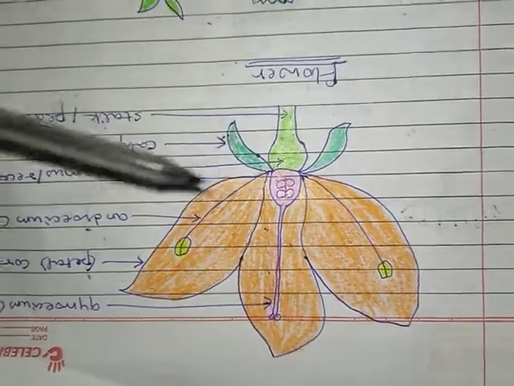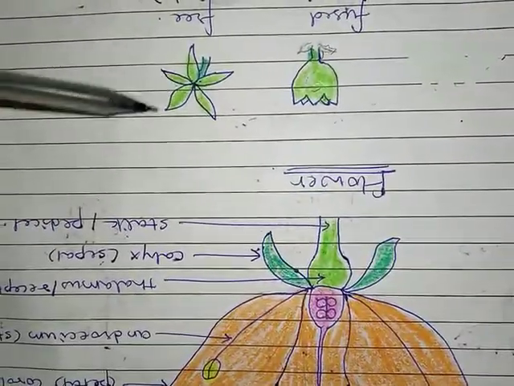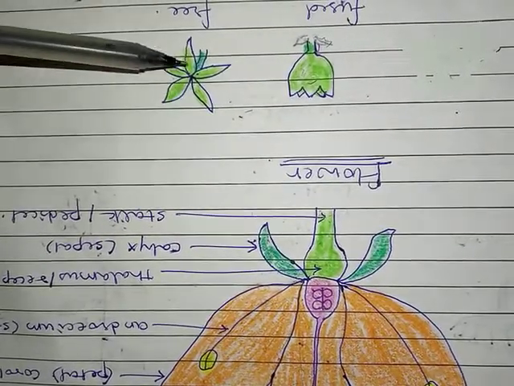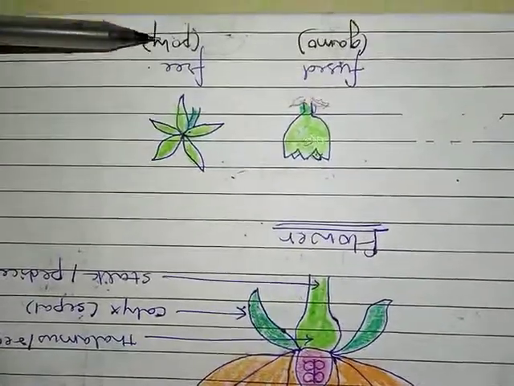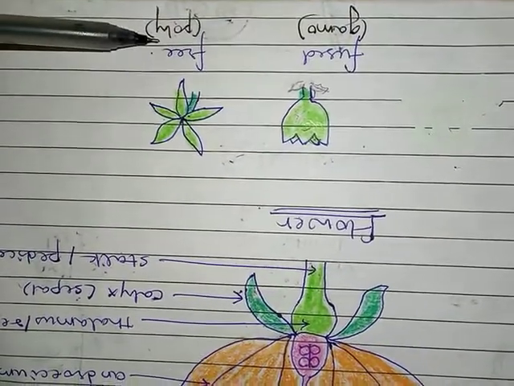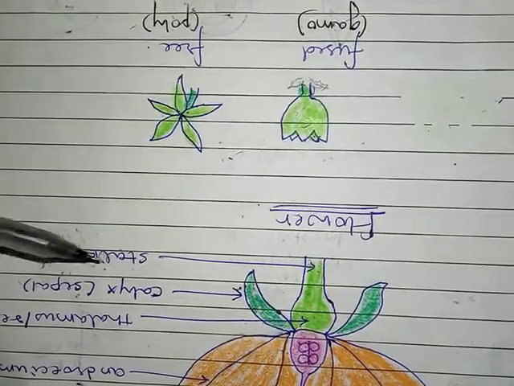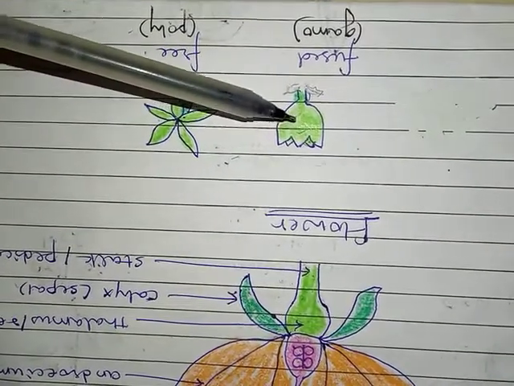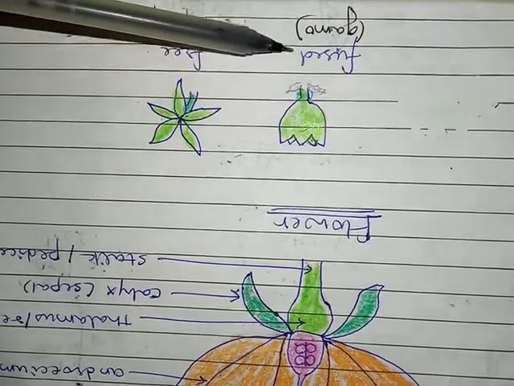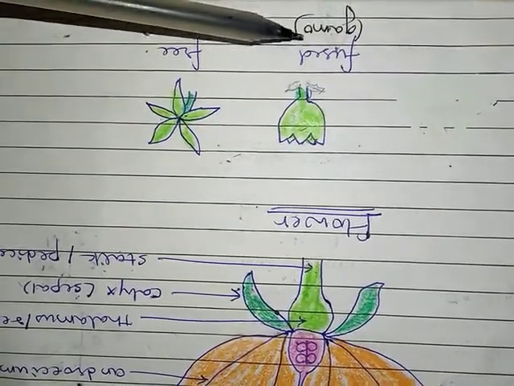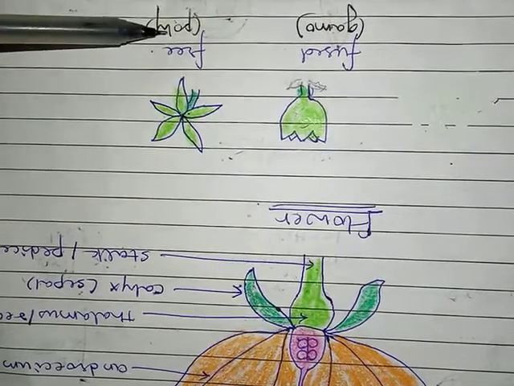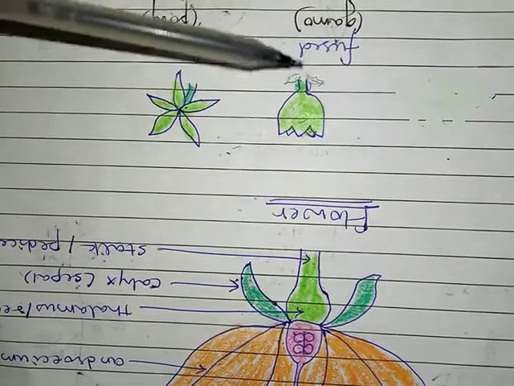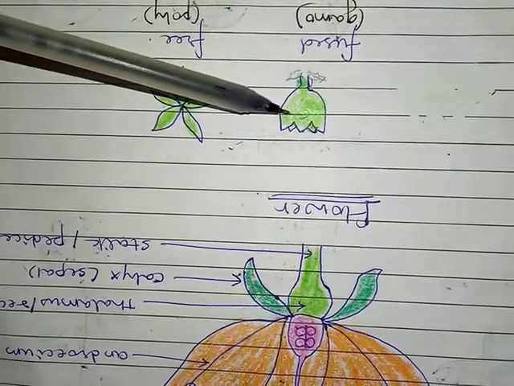Now, one more thing to tell you over here. If the sepals or calyx members are free from each other, then that condition is called polysepalous condition. And if the sepals are fused together to form a cup-like structure or a bell-like structure, then it is called gamosepalous condition. So we have the polysepalous condition where the members are free from each other, and the gamosepalous condition where they are fused together.